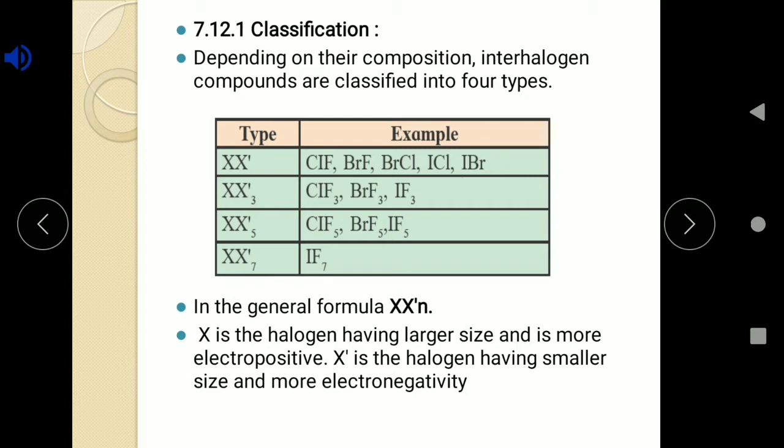So the condition is like this. X' is more electronegative and smaller in size, or we can say the one which is at the upper side will be X', the one which is at the lower side will be X. The combination will always be like this. So this is the classification of interhalogen compounds.